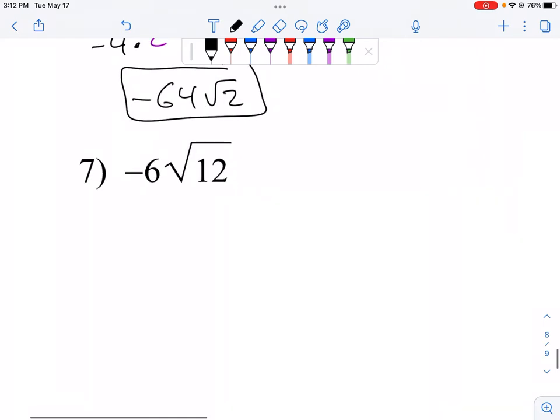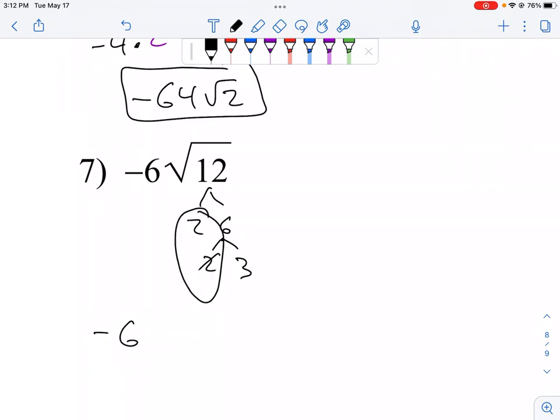There are some faster, easier ways to do these, but this is consistent, you could just use these every time. So we have a negative 6 that's waiting. Break down 12, 2 and 6. 6 is 2 and 3. Pair of 2's, 1 makes it out to multiply with 6. 1, 3 is left inside.